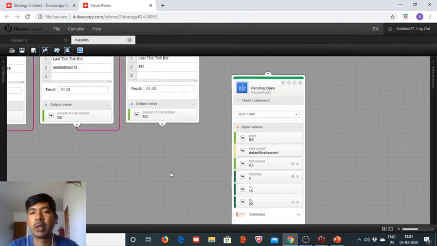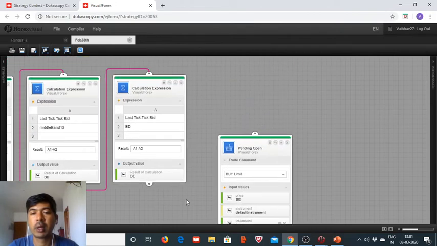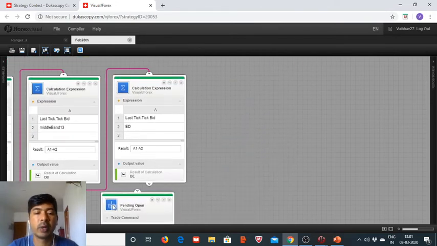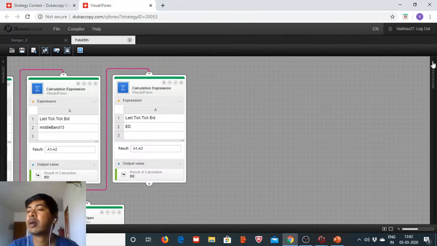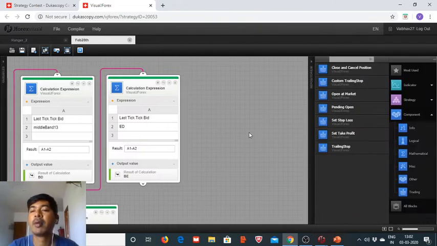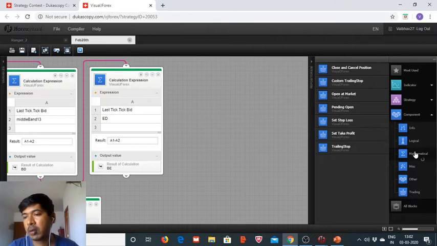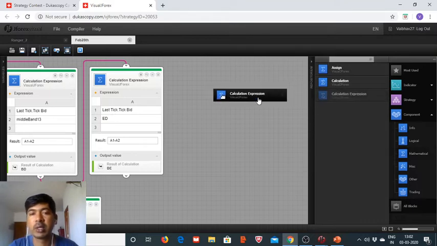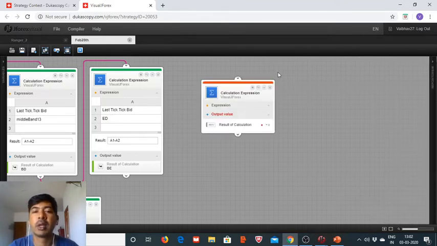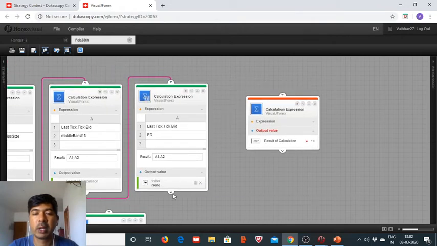And good till time, we will now do the calculation for determining the order validity. So again, let's bring in the calculation expression. Here we will create some further variables.